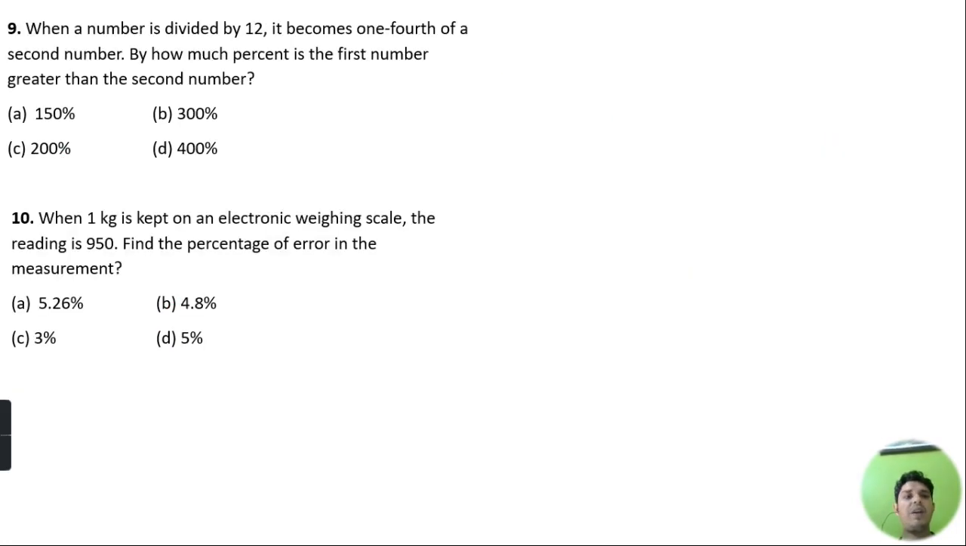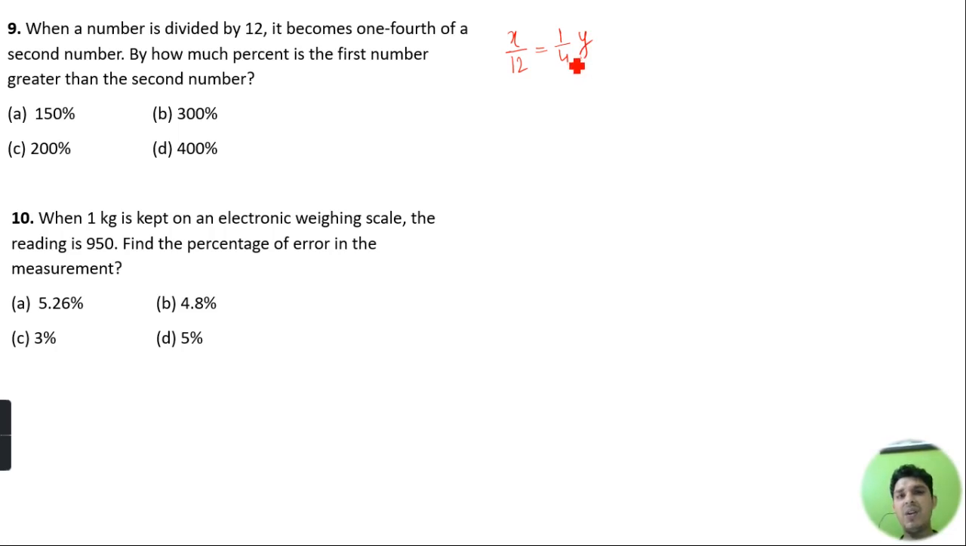Right? Okay, coming to the next question, question number 9. When a number is divided by 12, it becomes 1/4 of the second number. By how much percent is the first number greater than the second number? So let's take x, and when x is divided by 12, it becomes 1/4 of the second number. If we take the second number as y, it becomes 1/4 of y.